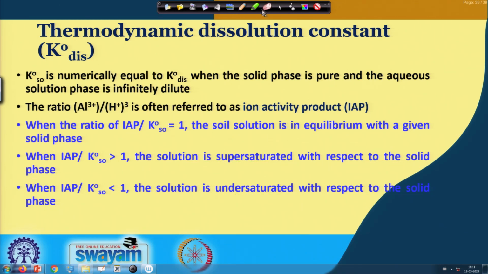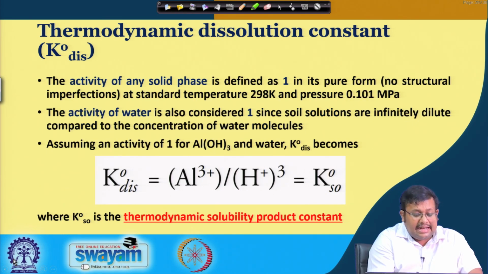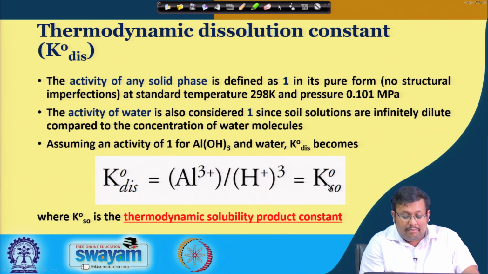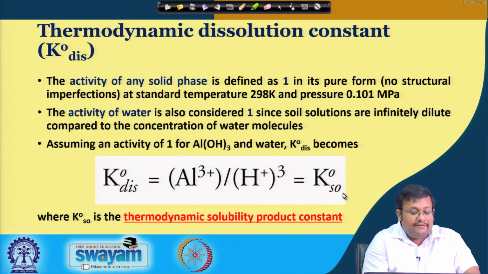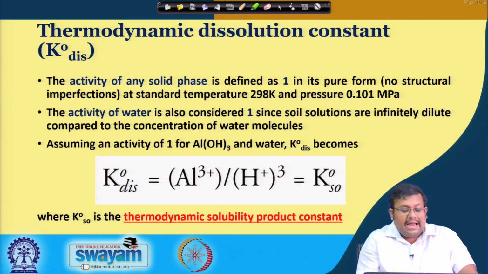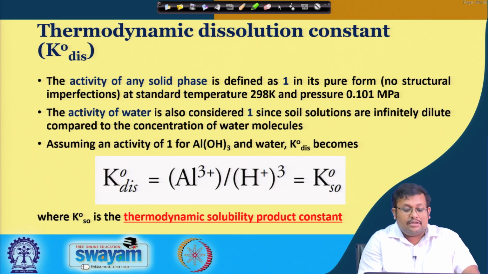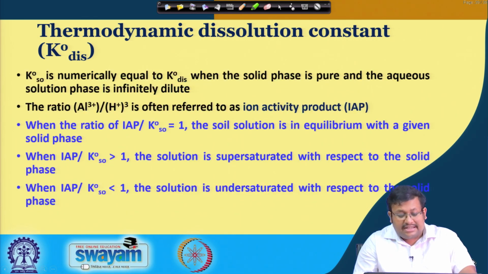So, again if we go back and see, this is the thermodynamic dissolution constant, and the thermodynamic dissolution constant can be represented in this simplified form as a solubility product constant when the activity of the solid phase is 1 and the activity of the solution phase is 1 because it is dilute. Then we can see that in this condition these two constants, the thermodynamic dissolution constant and the solubility product constant, are the same.